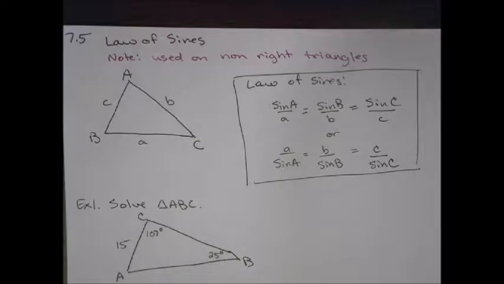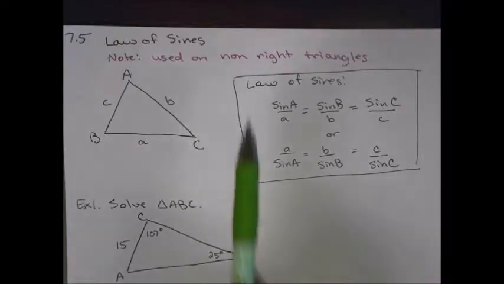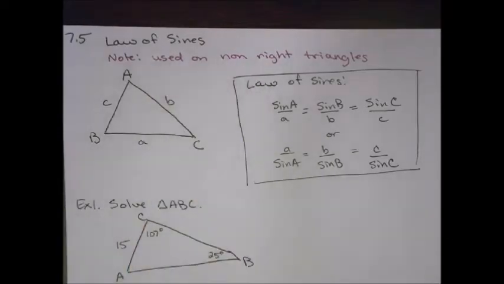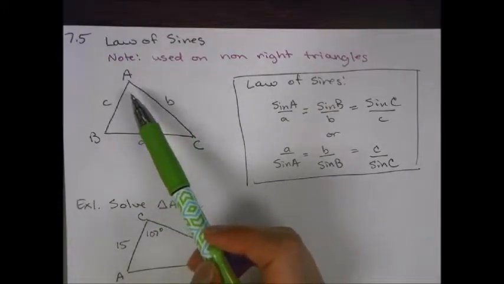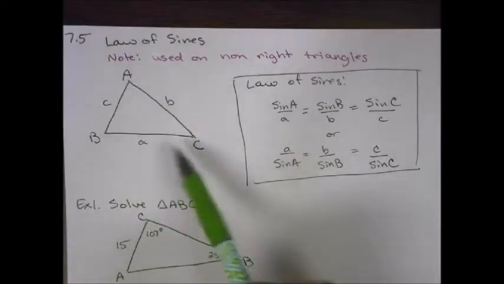7.5 is law of sines. The key thing we need from law of sines is that we can use it on non-right triangles. So go ahead and draw this picture. We have any triangle, not a right triangle, labeled ABC.